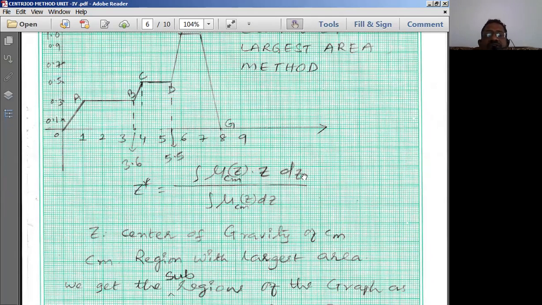In this formula, what is that? See, this is similar to the weighted sum method. In the weighted sum, we have used sigma of mu of x into x dx by sigma of mu of x dx.